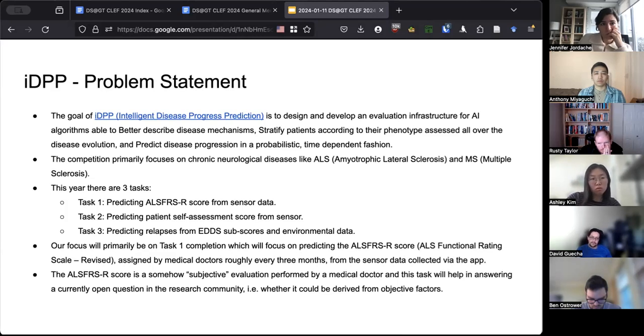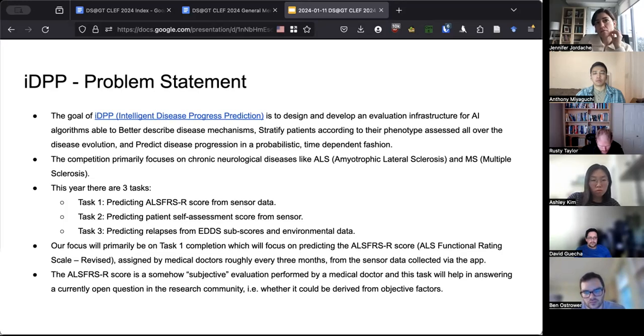So the objective over here is to get the sensor data. You will be given the sensor data from the data set, and the objective is to use the sensor data and predict a score, which is called the ALS FRS score, which is somewhat subjective in the sense that doctors would look at the sensor data and say, all right, I'll give the ALS score as 25 for this patient and 45 for some other patient and whatnot. So it's very subjective. There is no concrete way. There's no formula behind it.